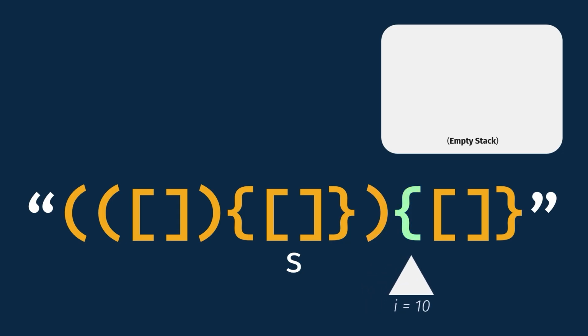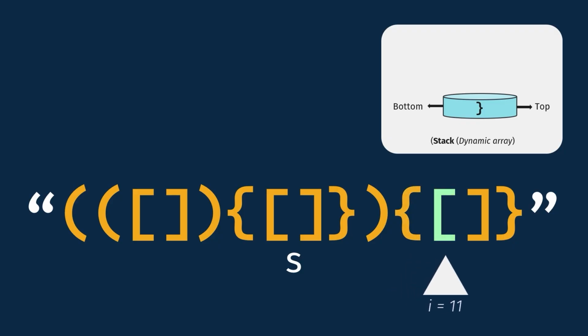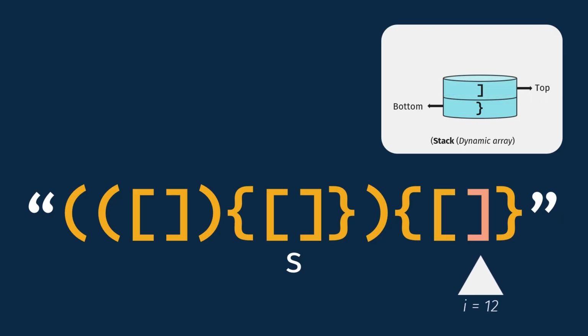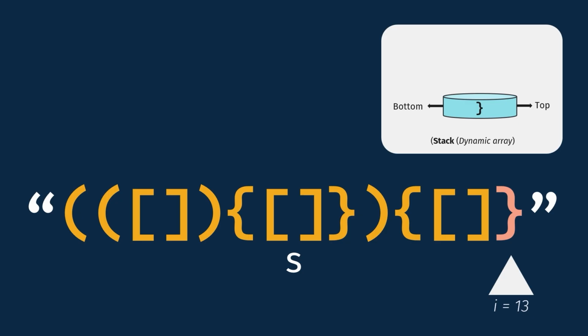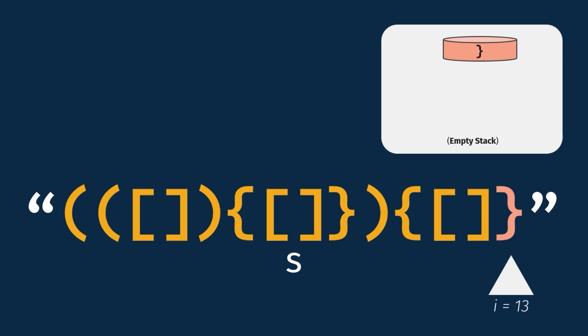At index 10, we find an opening bracket, so we push its corresponding closing bracket onto the now empty stack. At index 11, we encounter another opening bracket, so we push its corresponding closing bracket onto the stack. At index 12, we find a closing bracket, so we pop the top element from the stack and verify it matches the current closing bracket. It does, so we continue for the last time. At index 13, we encounter the final closing bracket, so we pop the top element from the stack and verify it matches the current closing bracket. It does, leaving the stack empty at the end.